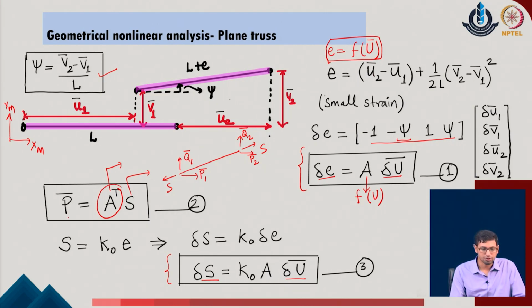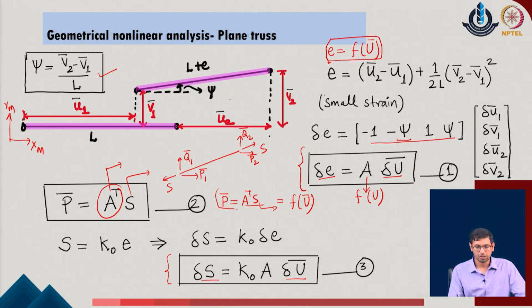If you look at equation 2 also, we identified that P bar is equal to A transpose S, and as we have already converted S into a function of displacement by equation 3, we realize that this force value itself will be a function of the displacements at the nodal values of the given system. So, we start the process using a similar equation.